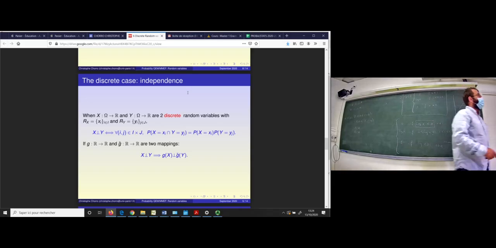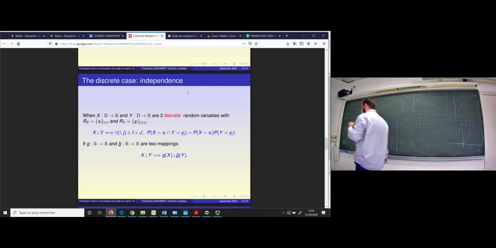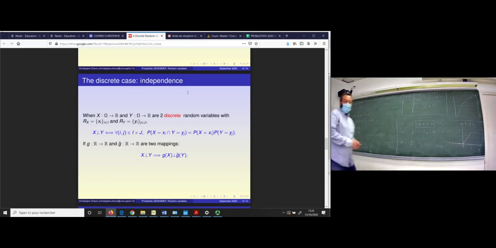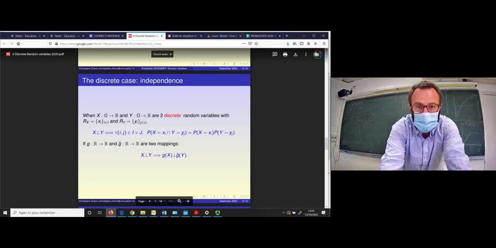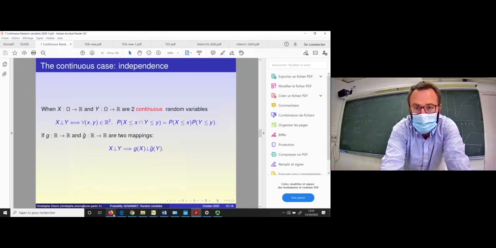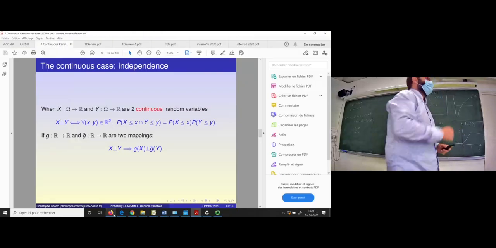Another result we have seen together in the discrete case is that when I have two random variables that are independent, if I take any mapping of X and any mapping of Y, I preserve the independence. So for example, if X and Y are independent, X squared and exponential of Y will be independent. Any functions that you can make from X and Y will also be independent from this definition. The only little remark that I want to make in the continuous case is exactly the same. That is this one.